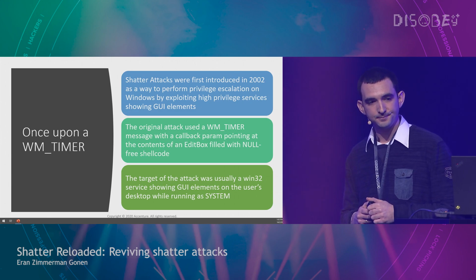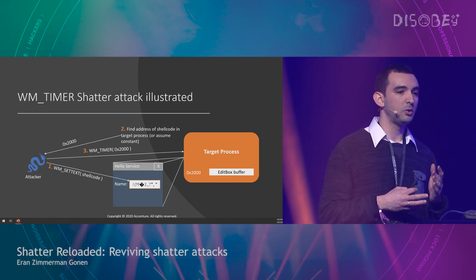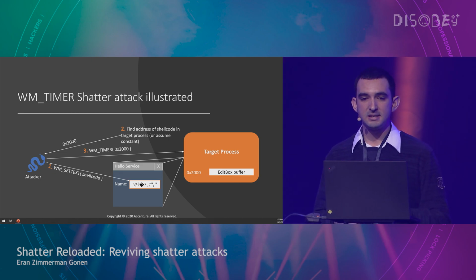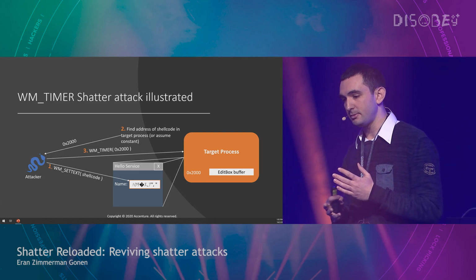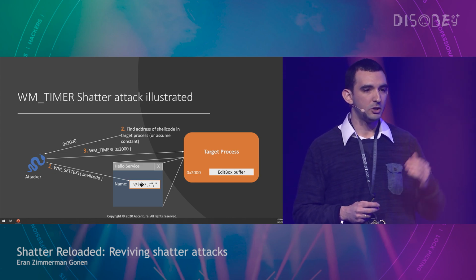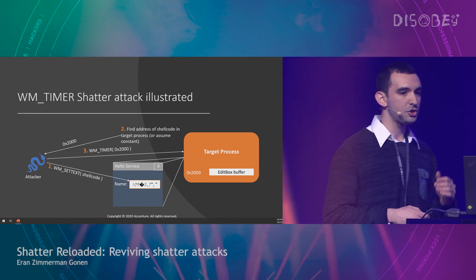The target process would usually be some Win32 service running as system and showing some GUI to the users. The way this attack would work is, first of all, the attacker would find the edit box in the target process and call SendMessage to it, sending it a WM_SETTEXT message. This set text message would receive a buffer, which would be copied over to the target process. This buffer would obviously contain the shellcode.